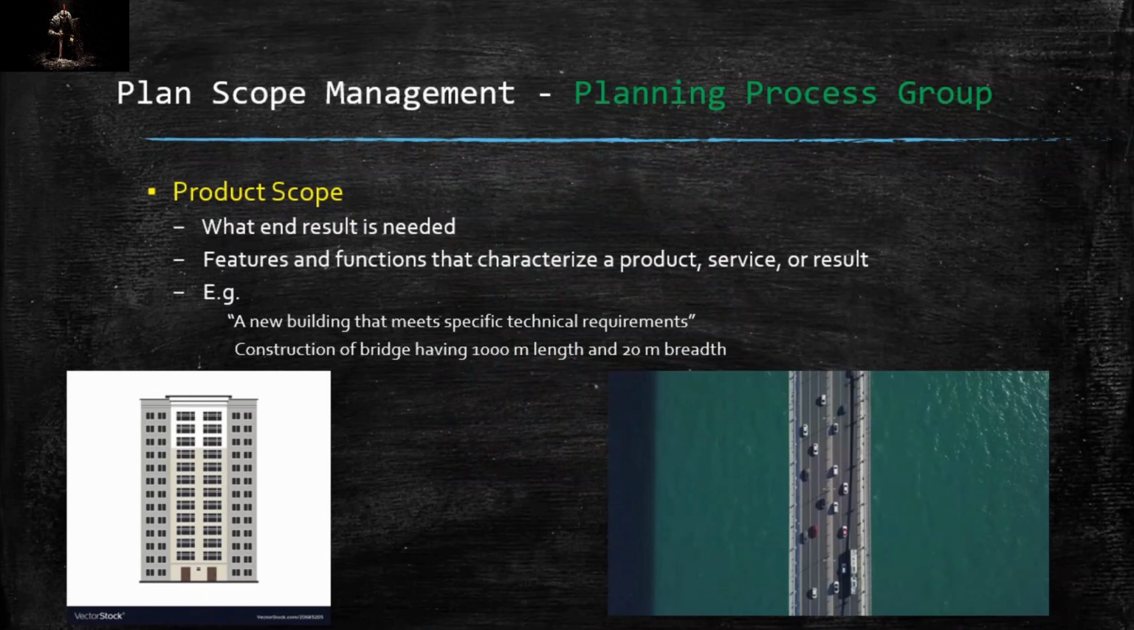Before we start what things are involved in project scope management, let's understand the difference between product scope and project scope. Product scope: what end result is needed? Features and functions that characterize a product, service, or a result. Let's take an example. Constructing a building in an earthquake zone. A building should have a specific technical requirement. For example, it should be earthquake resistant, like that. Or for example, construction of a bridge having 1000-meter length and 20-meter breadth. So this is a product scope.